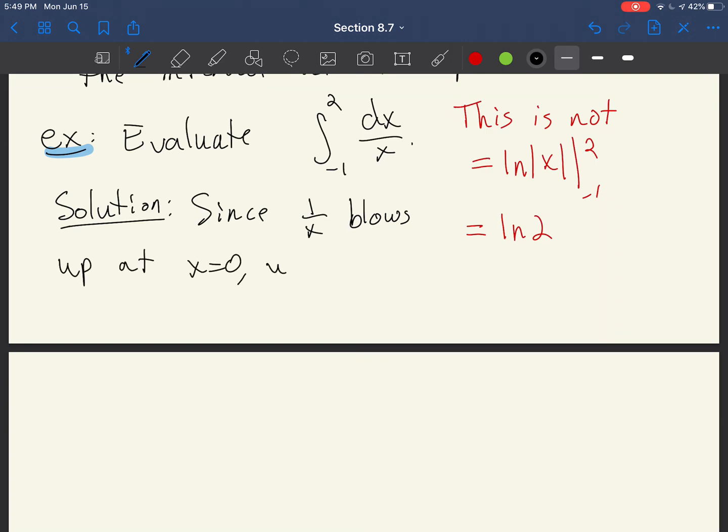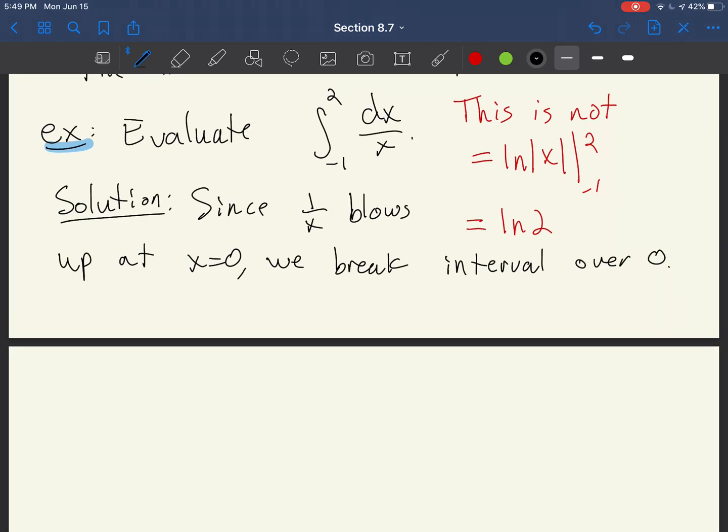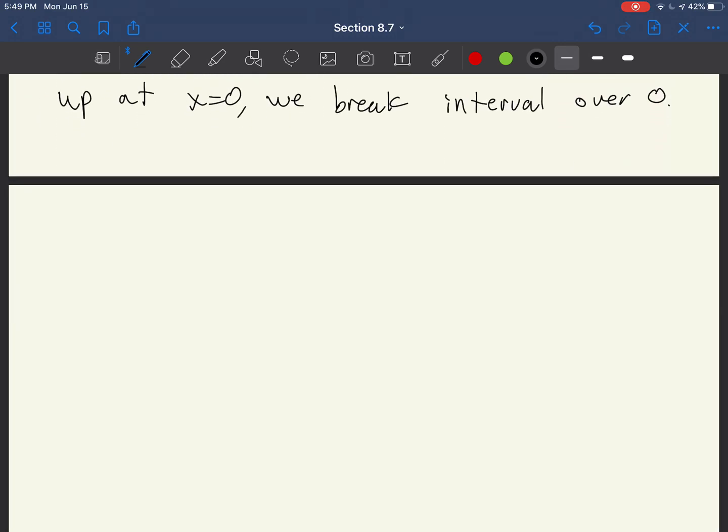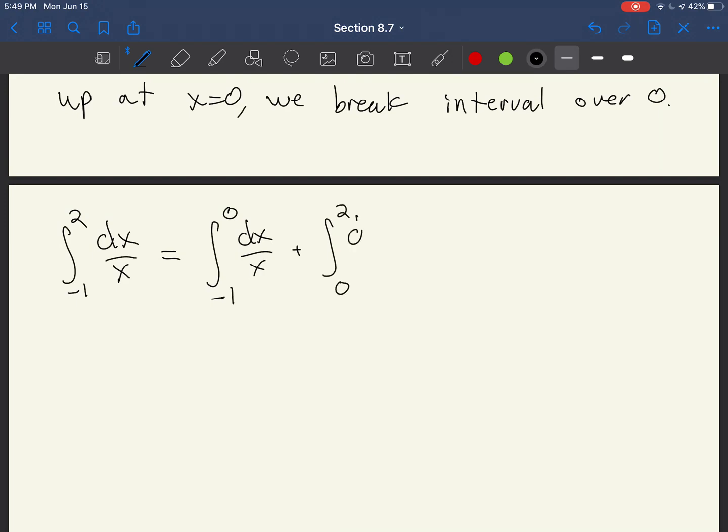Said differently, since 1 over x blows up at x equals 0, we break the interval over 0. So the integral from -1 to 2 of dx over x equals the integral from -1 to 0 of dx over x plus the integral from 0 to 2 of dx over x.